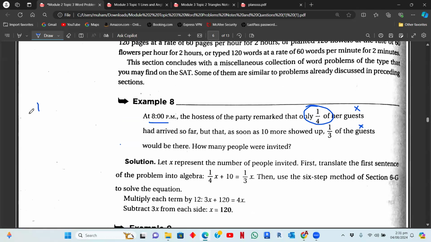So can we say that if 1 upon 4 of X was the number of people at 8 p.m., and when 10 more people came, the value touched one-third of X? Do you guys agree with this equation?